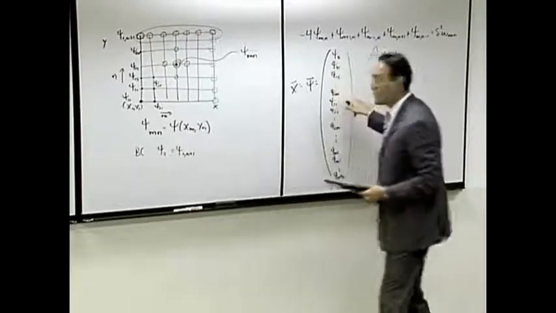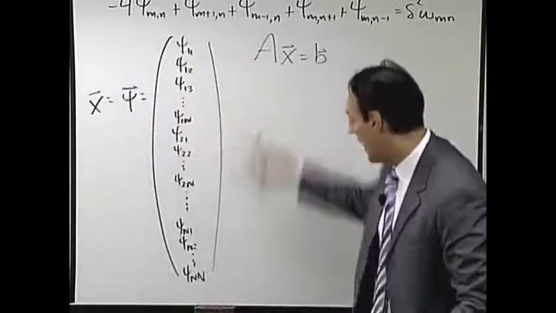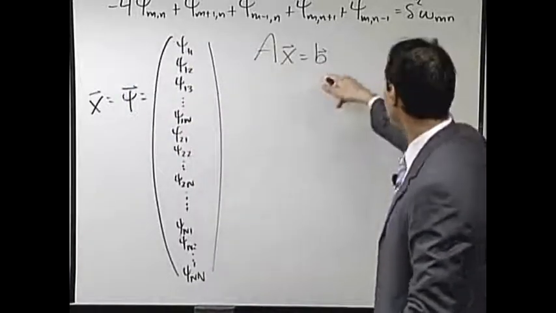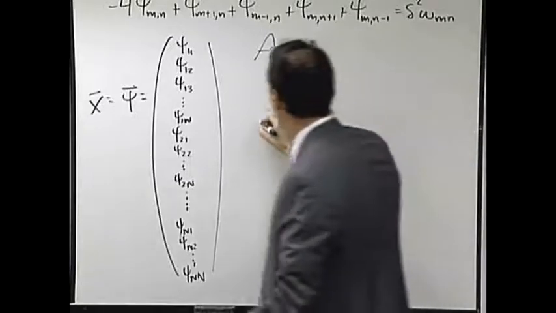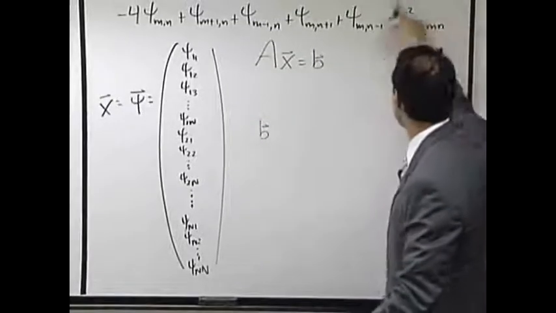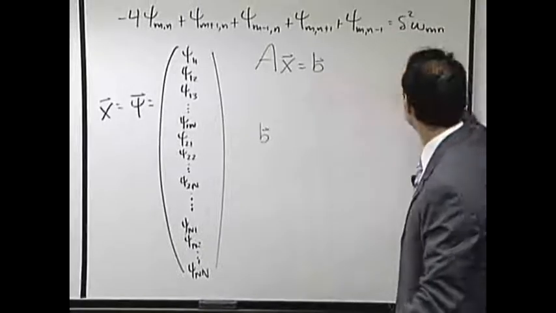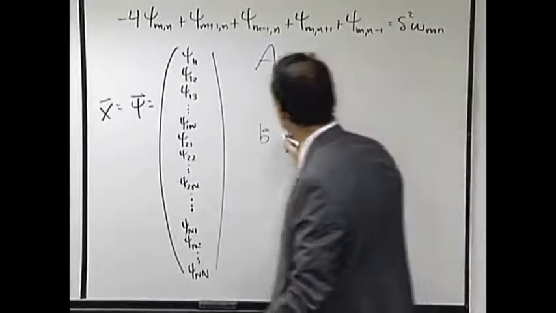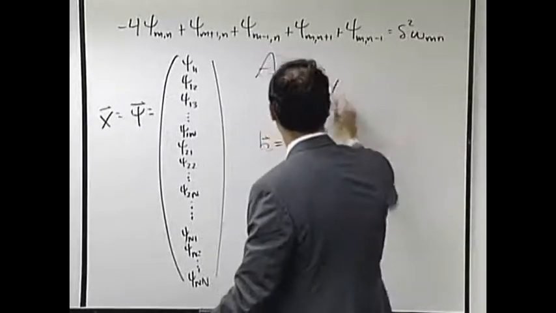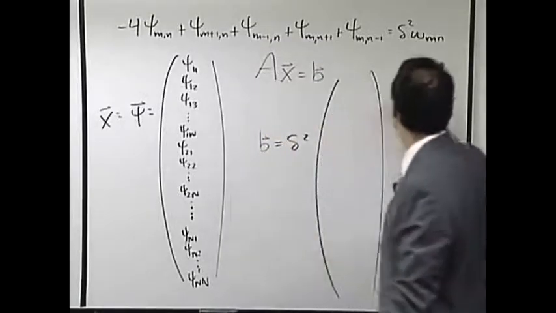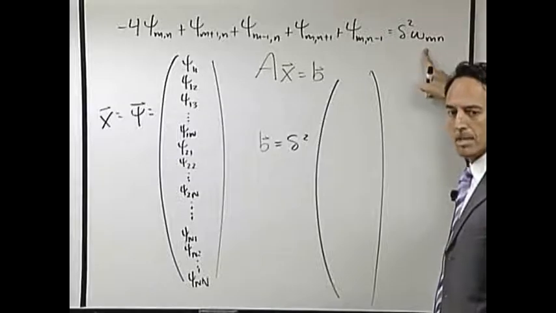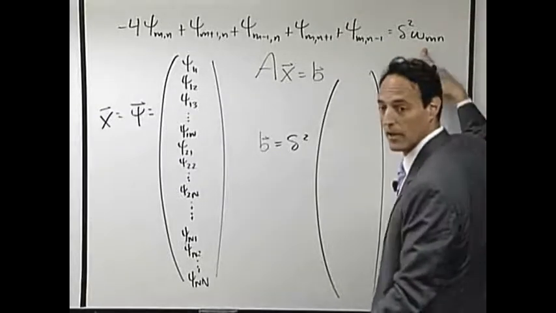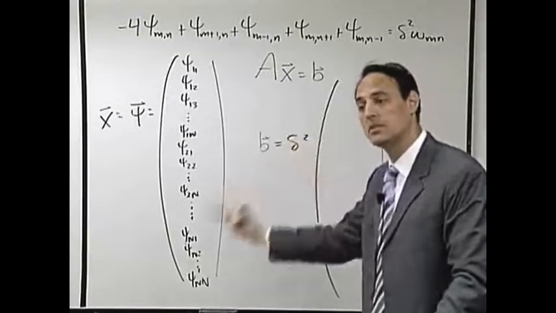Now, given that I have this piece of information about how I've stacked stuff, what's the right-hand side? Somehow the B vector here is what I already know. B is what I know, and here's what it is. B is going to be delta squared times the vorticity. Okay? And the vorticity we're going to stack the same way. At every point, I have a vorticity value.